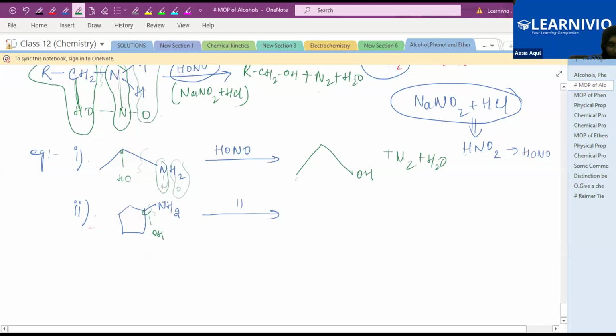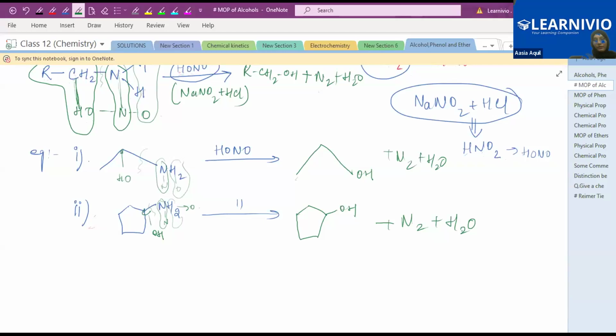And from here, the nitrogen N2 will be released and H2. Right, so what happens? OH, cyclopentanol plus your N2 gas plus water will be left. So from these 6 methods of preparation, you can prepare a corresponding alcohol.